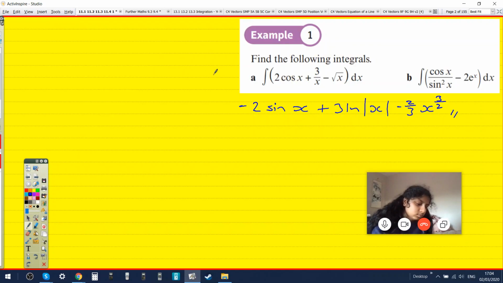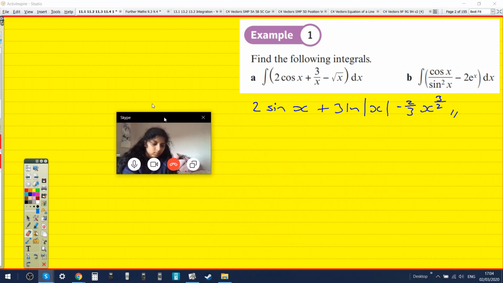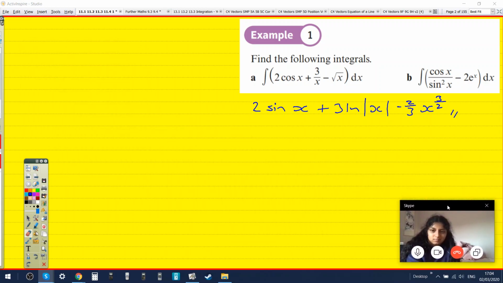So for differentiation, it would be negative. Integration is going the other way. Okay, and B. And I suppose we should have plus C.